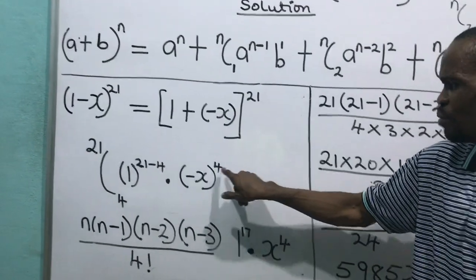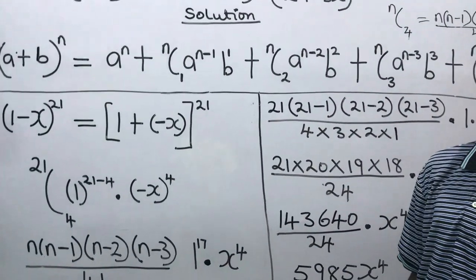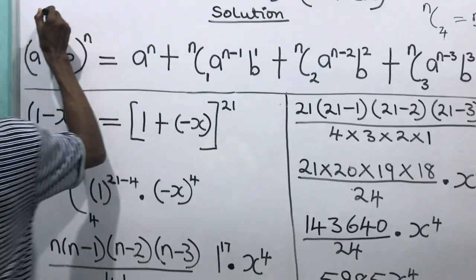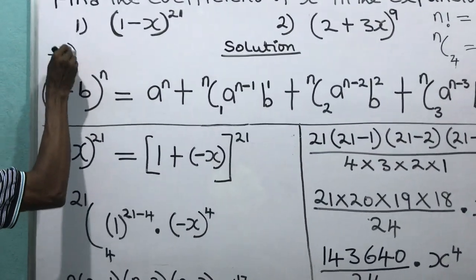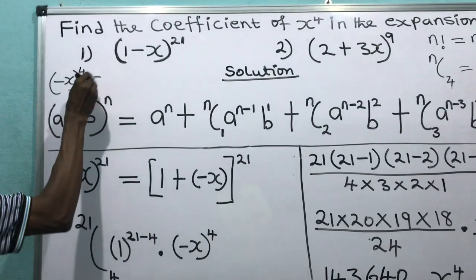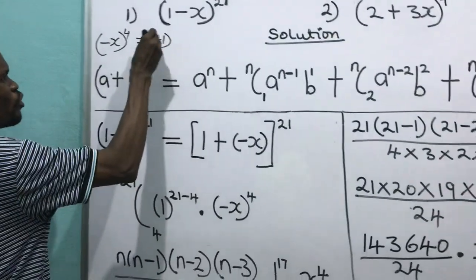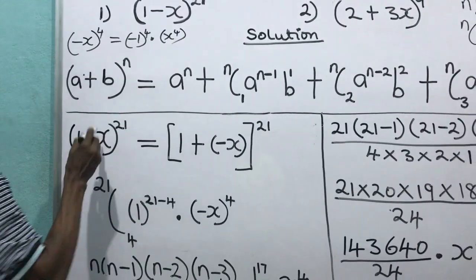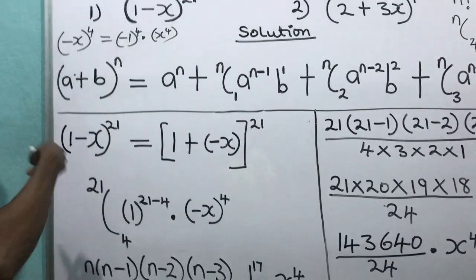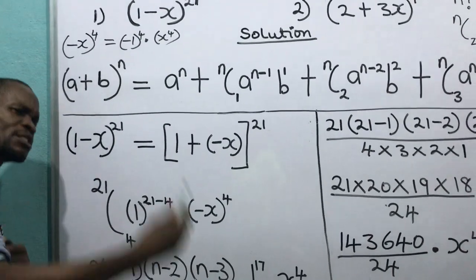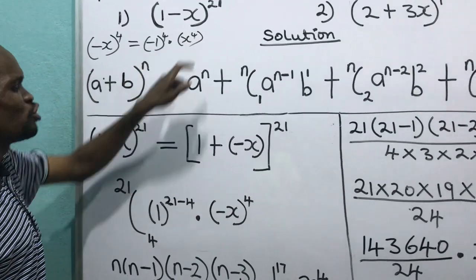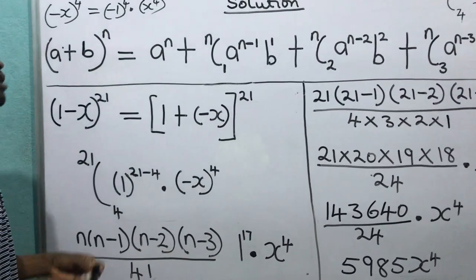Then why will this be raised to power 4? You remember that if I have minus x here all raised to power 4, it simply means minus 1 all raised to power 4 dot x raised to power 4. And this minus 1 raised to power 4 means minus 1 times minus 1 times minus 1 times minus 1, which will give me positive 1 times x raised to power 4, and that's what we have here.